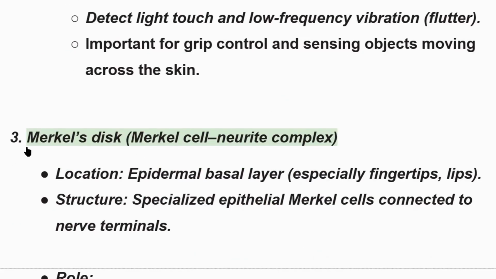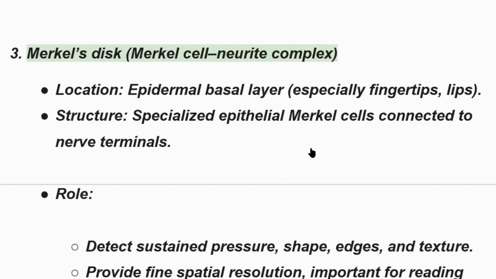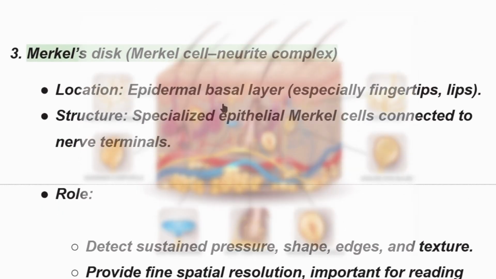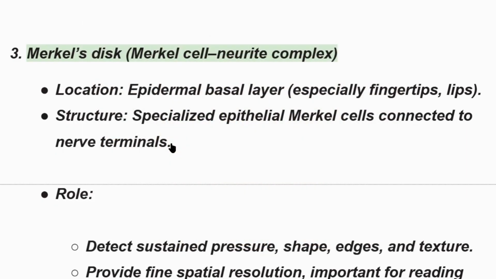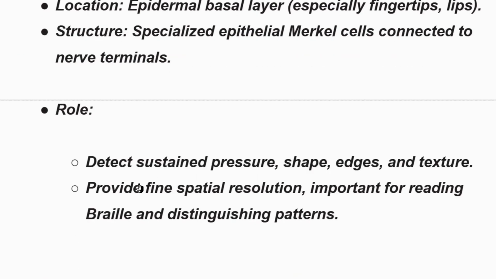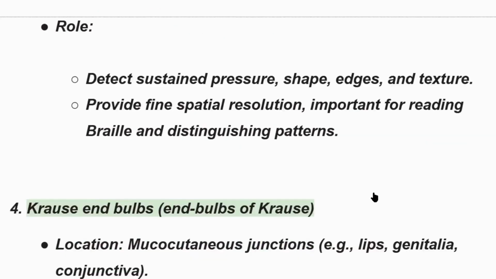And the third one are Merkel's discs or Merkel cells or neurite complex. The location of Merkel's discs is the epidermal basal layer, especially fingertips and lips, and the structure of them: they are specialized epithelial Merkel cells connected to nerve terminals. And the role of Merkel's cells is to detect sustained pressure, shape, and texture, which provide fine spatial resolution and is important for reading braille and distinguishing patterns.